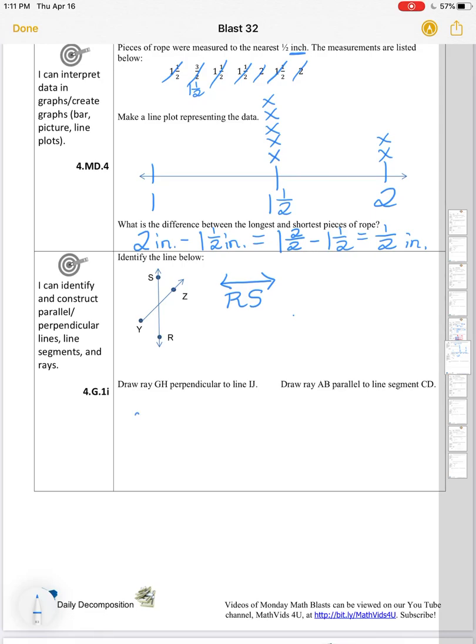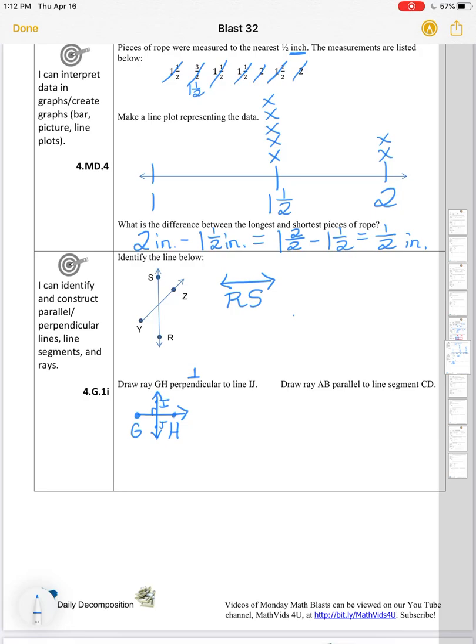Next, draw ray GH perpendicular to line IJ. So a ray has an initial point and it extends in one direction. So the ray GH would need to have the G first at its initial point, and it will extend in the H direction. All right, so ray GH is there, and if I want it to be perpendicular, perpendicular means it's going to create right angles when it intersects. So we're going to create these right angles here. And it's a line, so it's going to have arrows at both ends, and we want it to be called IJ.